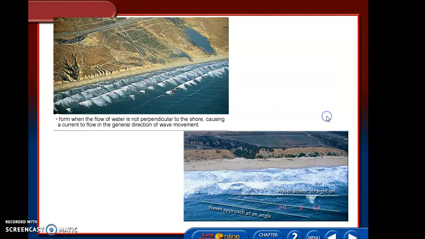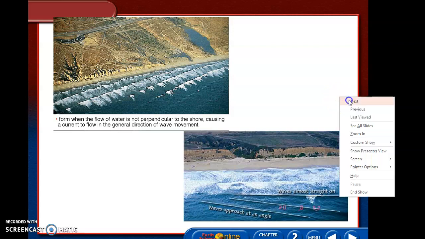Alright, so this shows you how waves actually make their way to the shore. They actually don't approach at a straight angle. If you've ever been to the ocean and taken a look at the waves, when you see them come in, they don't look straight on. They actually do look like they're coming in at an angle, and you're not losing it. They are coming in at an angle. That's wave refraction.